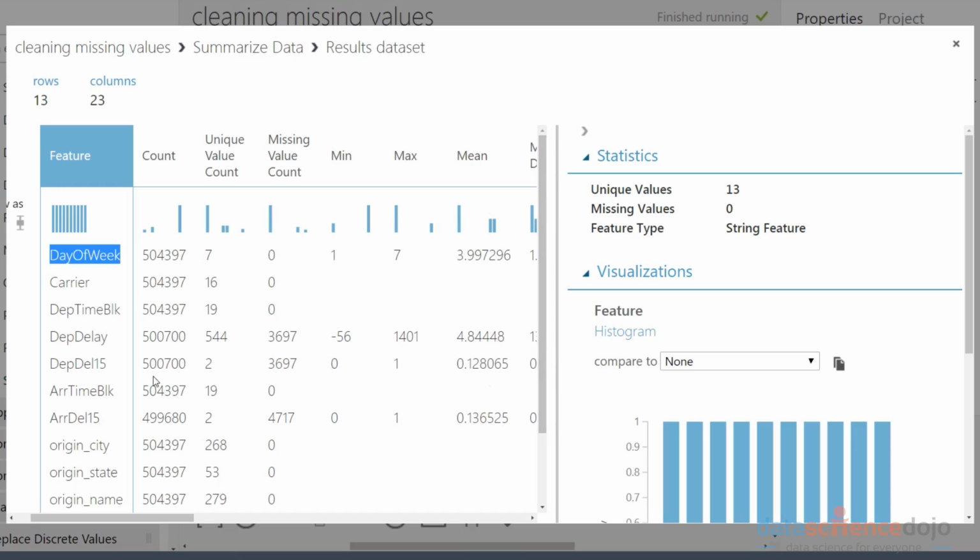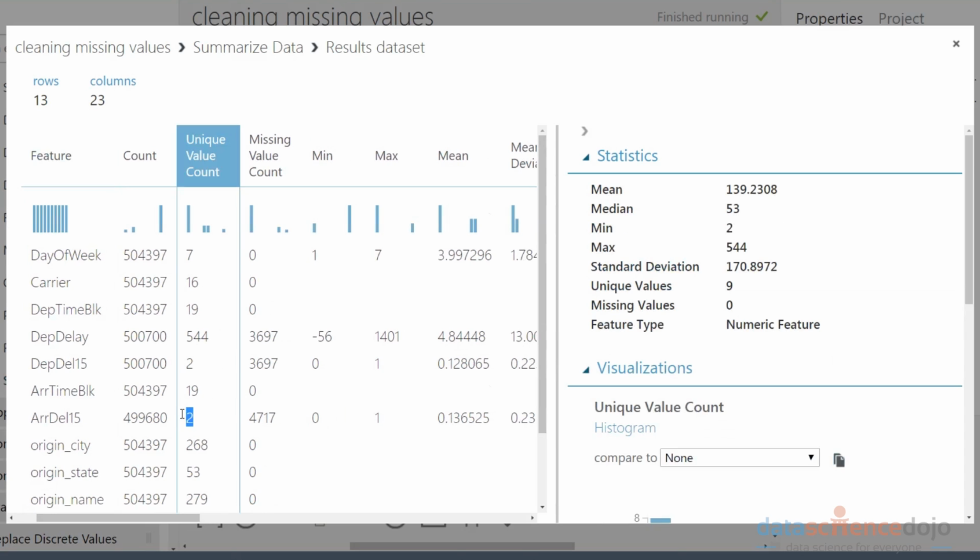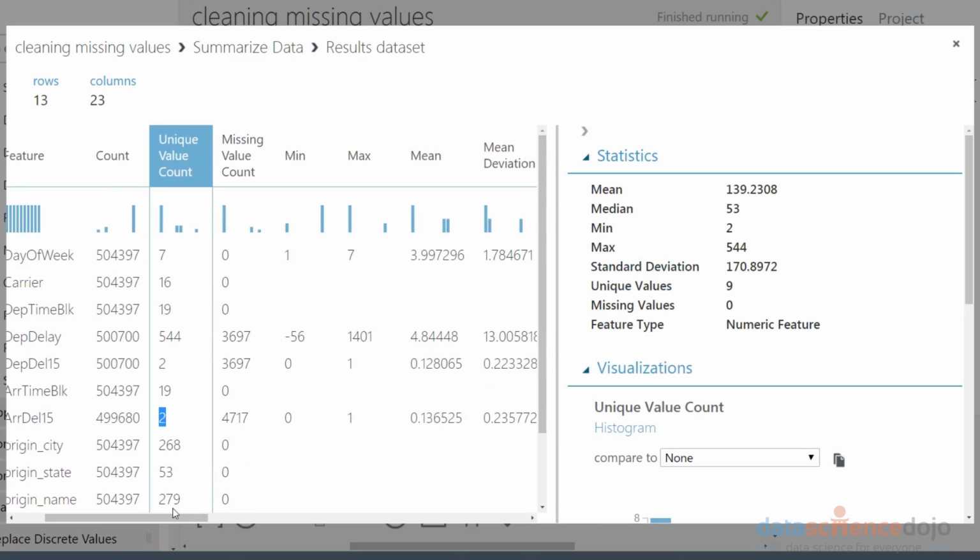Okay, the next thing is, if we look at departure delay, there's only 0 or 1. There's only 0 or 1 for arrival delay 15 and departure delay 15. So that tells you that if there are two unique values, it's a binary feature. It can only be one thing or the other.